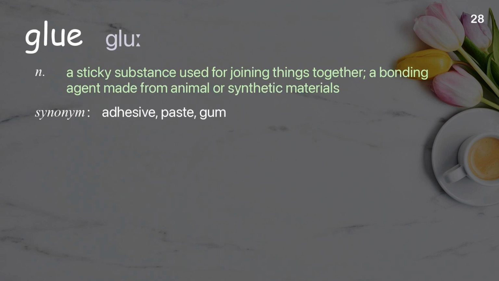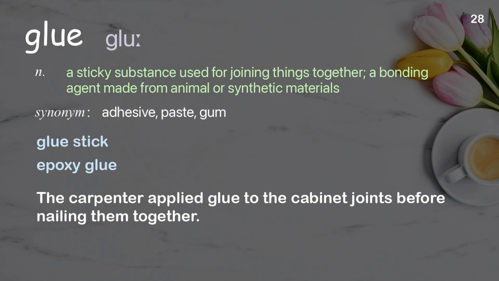Glue. A sticky substance used for joining things together, a bonding agent made from animal or synthetic materials. Examples. Glue stick. Epoxy glue. The carpenter applied glue to the cabinet joints before nailing them together.